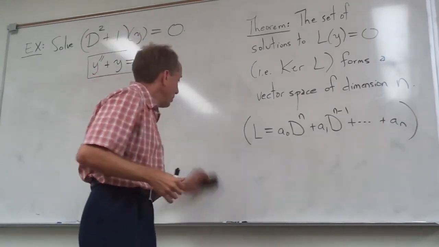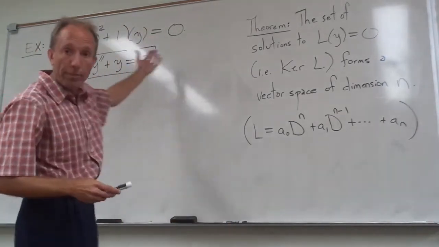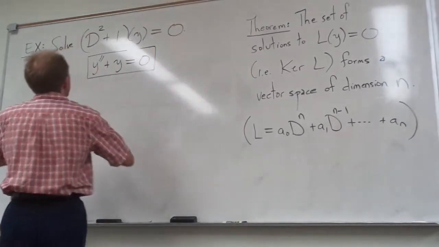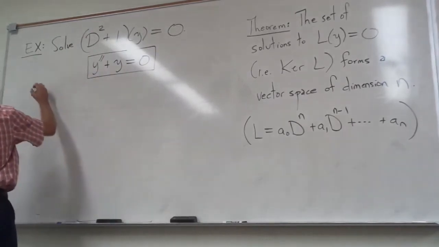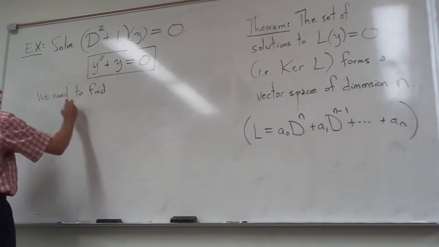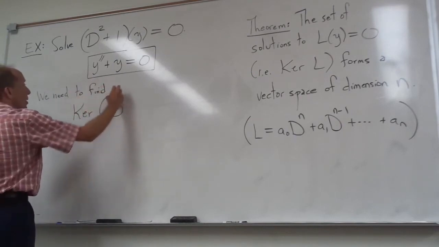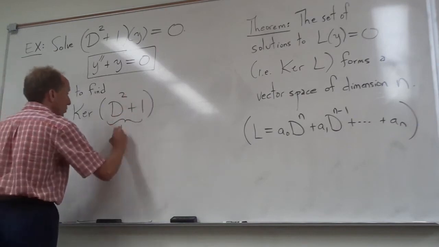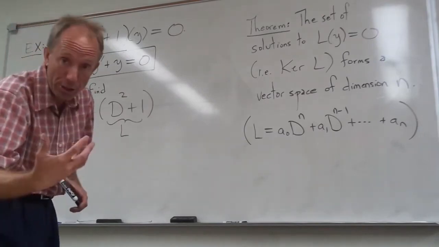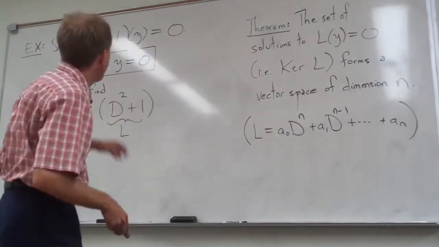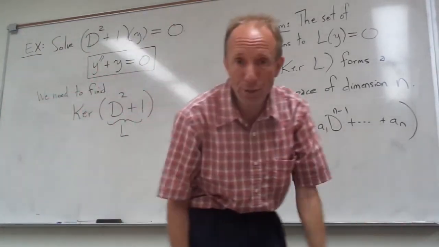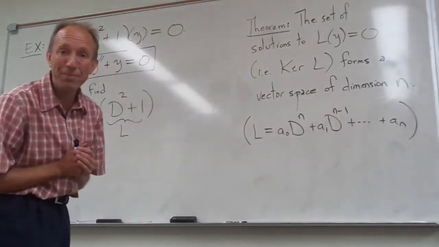What we're really being asked for is to find the kernel of the operation d squared plus 1, which is my L. We're looking for the kernel of that. Which functions get killed by that? Which functions, when you take two derivatives of them and add them to themselves, cancel out to 0? This is what we're being asked to find right now.